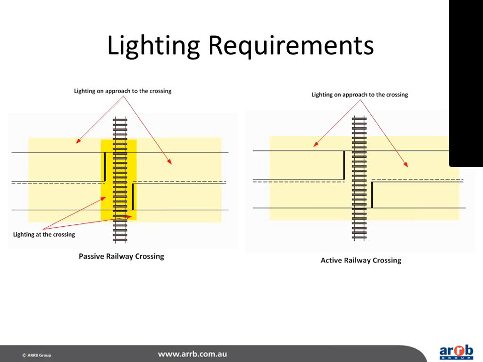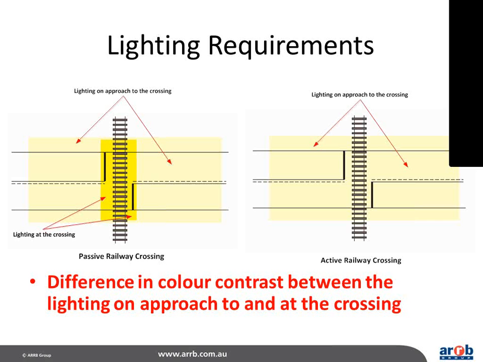You might think, okay, this crossing at night tends to be really dark, it will benefit from a bit of lighting, or there may be quite a number of near misses, so you might consider it. So at a passive crossing, you look at providing lighting on the approach and at the crossing, and at an active railway crossing, you look at providing it only on the approaches, but you might provide it at the crossing based on site conditions.